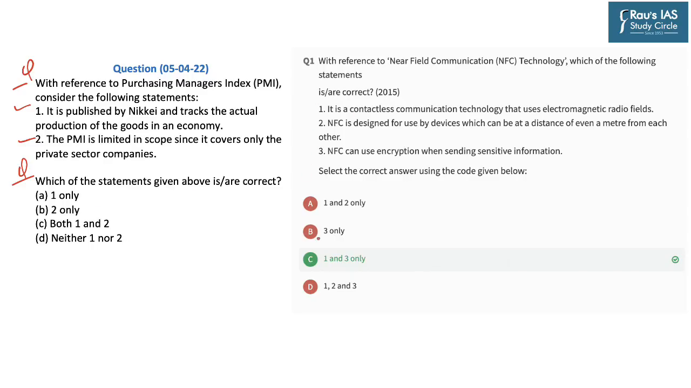Now coming to the answer of yesterday, the answer is 1 and 3 only with respect to this question on near field communication technology, which was also asked in 2015 in the prelims of UPSC.